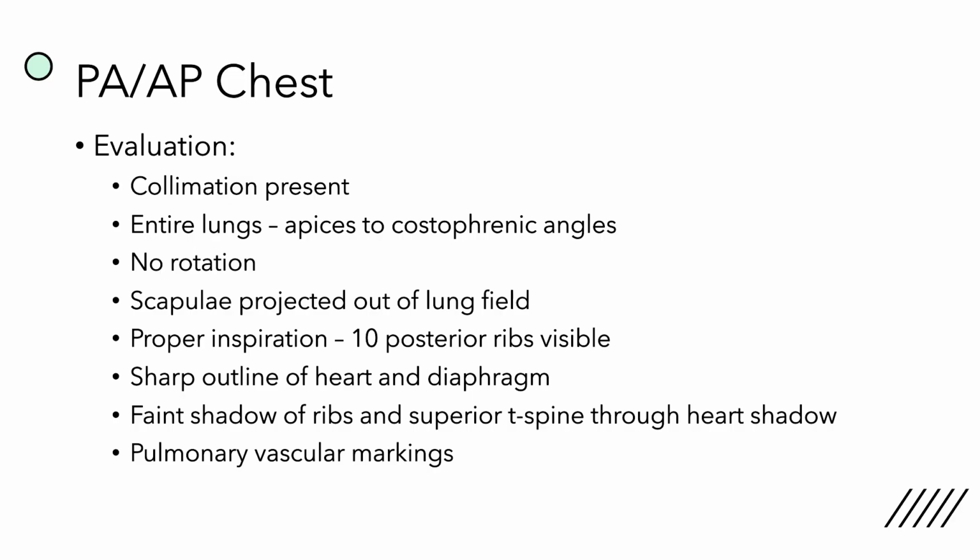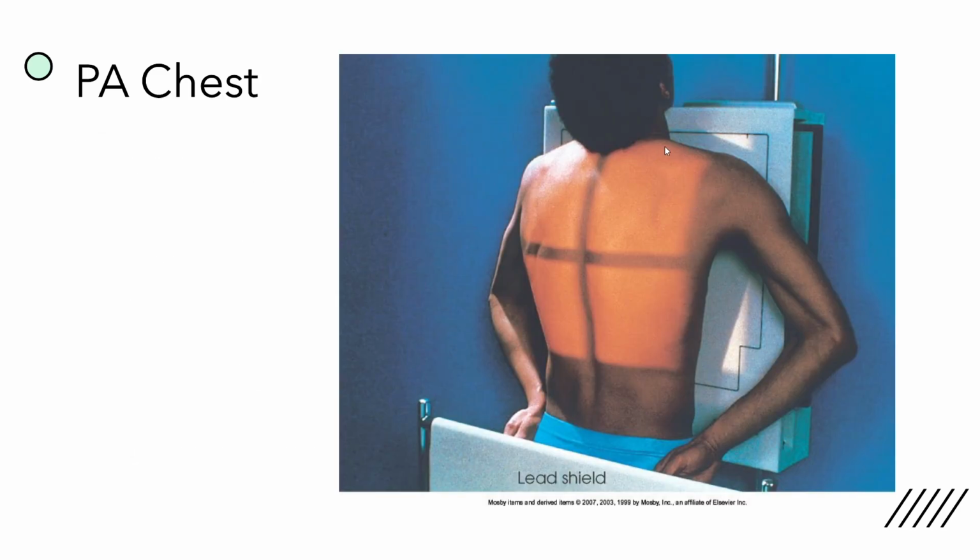So, evaluating. When you do your competency for this, if you were to pull this card, you'll make sure that you have collimated appropriately. You have the entire lungs in there, the apices are present all the way to the costophrenic angles. So when we're looking at the shoulders, if there's light touching those shoulders and above the shoulders, the apices are there. Anything that the light touches, kind of like Lion King, is what is going to be exposed to x-rays.